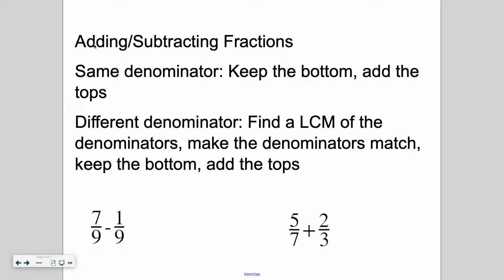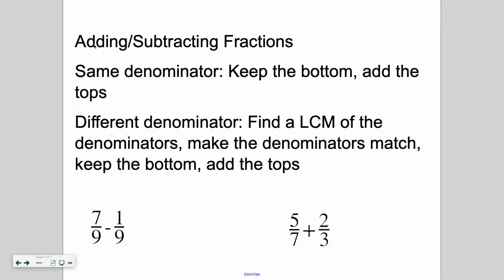When you have different denominators, you have to find an LCM. What does LCM stand for? Anybody? Least common multiple. So you're looking for the smallest number that both denominators will go into. And then you're going to make those fractions match up. And then once the bottoms match, then you can add across. Okay?